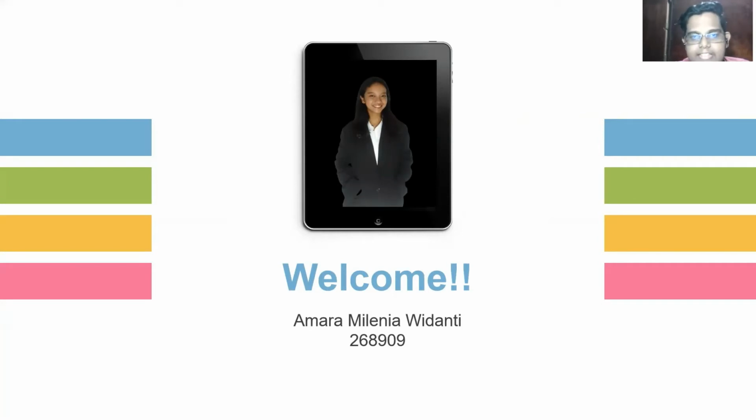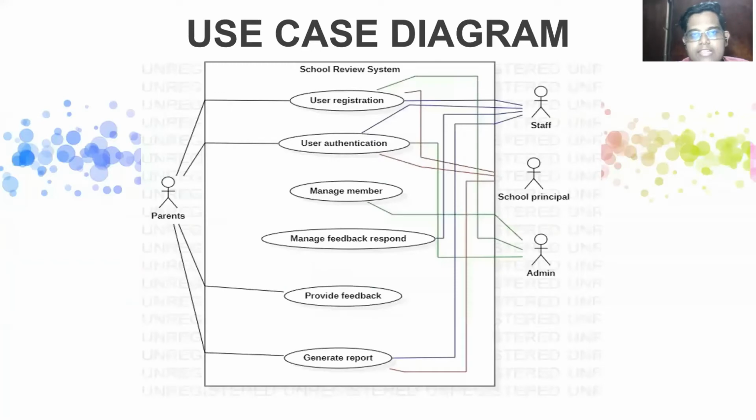So let me start our presentation with the use case diagram. This is the use case diagram. So basically parents, staff, school principal, and admin or the system administrator are the actors.